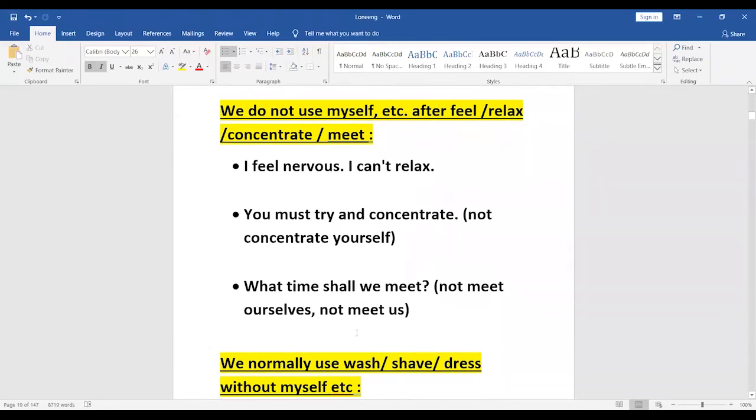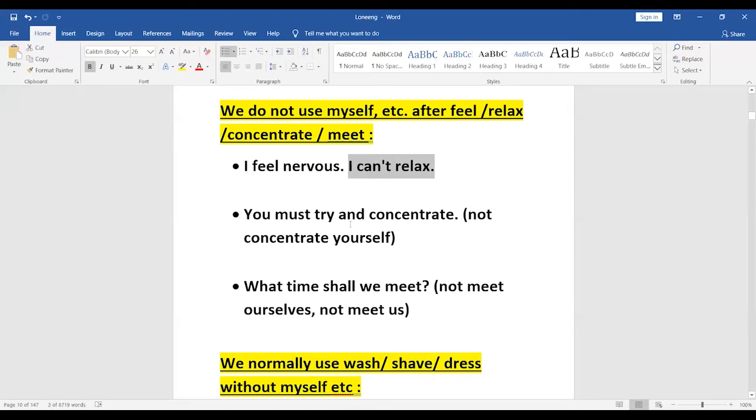The next point is we do not use myself after feel, relax, concentrate, meet. These are the words after which we will not use reflexive pronouns. If someone says, I feel nervous, I can't relax, that is very correct. But you can't say, I can't relax myself. That is absolutely wrong. So please learn the simple and sweet way of saying things, especially with reflexive pronouns.